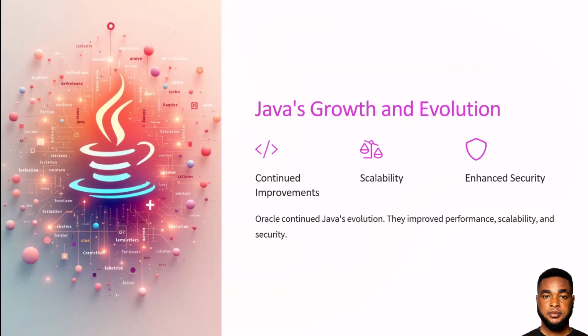Now, it is evolving every now and then. Scalability is also one thing that the language is very good at. Also, enhanced security. Every now and then, the Oracle team makes sure that the language continues to uphold its security features and all that. So yes, that is it about the growth and evolution.